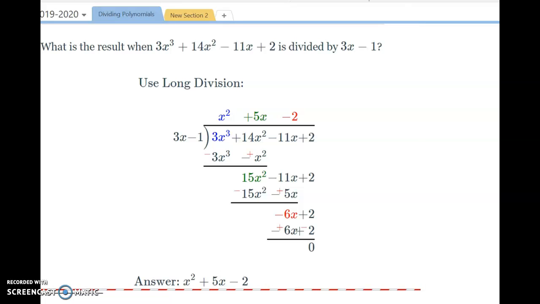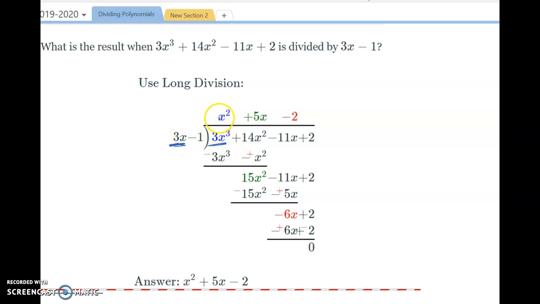So we have 3x cubed plus 12x squared minus 11x plus 2 that needs to go inside of our division sign here. Then we have 3x minus 1 that we are dividing by, and that's our divisor. So when we do long division, we have to ask ourselves, what do I multiply this number by to get this number? And so I have to multiply this 3x by x squared in order to get 3x cubed.